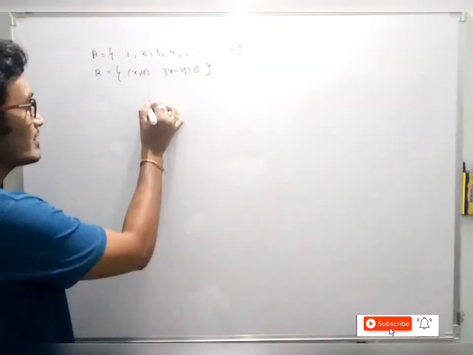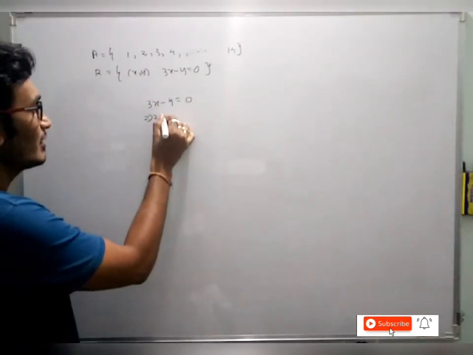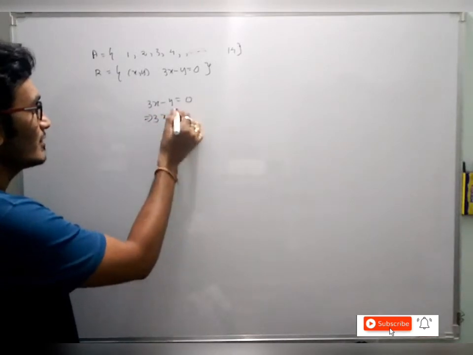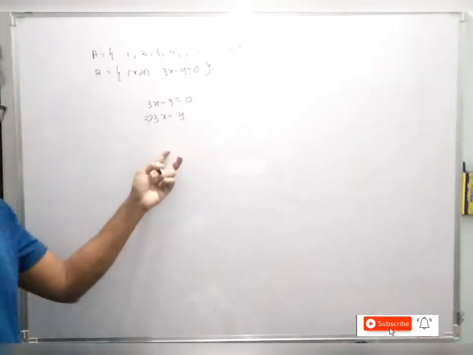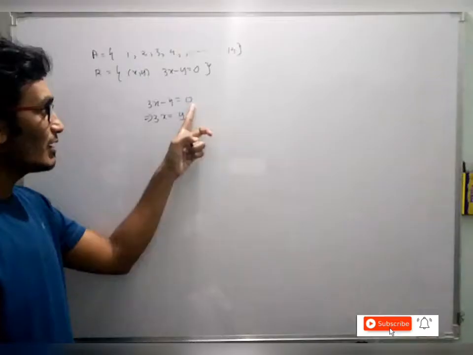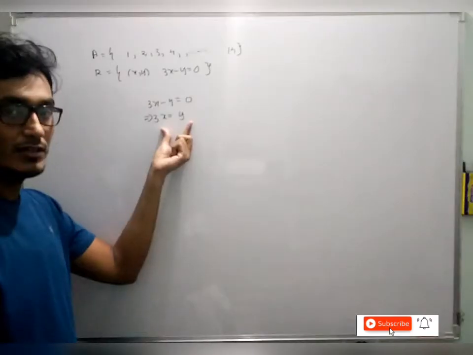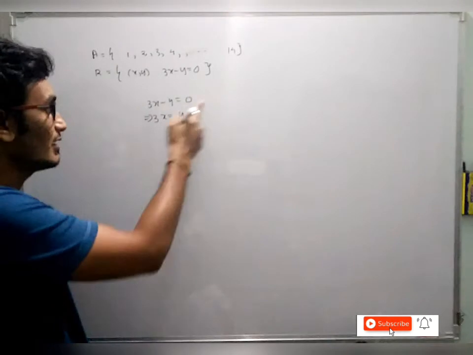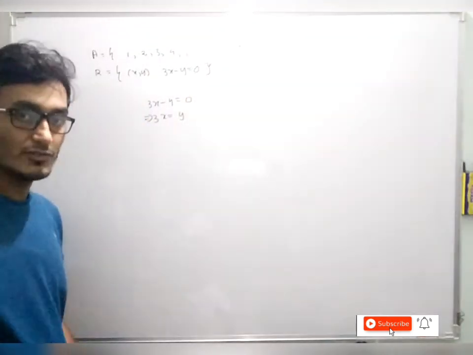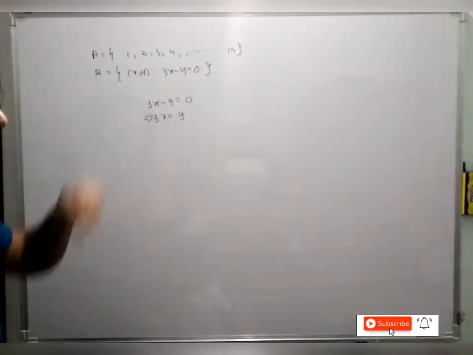Now 3x minus y equals 0. Can you consider it as 3x equals y? It's exactly the same. 3x minus y equals 0, we can write as 3x equals y, because after transposing y to the right hand side, it becomes 3x equals y. So this is the main condition to write down the relation.